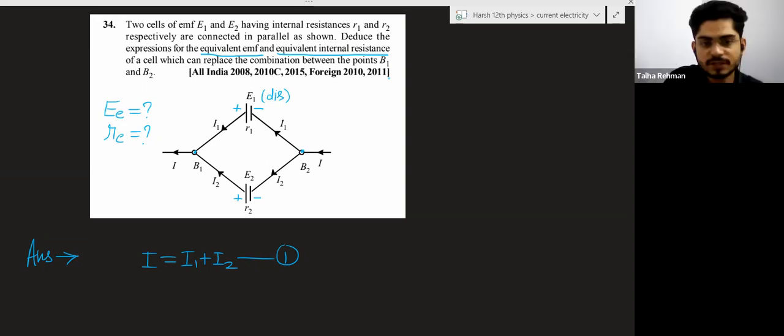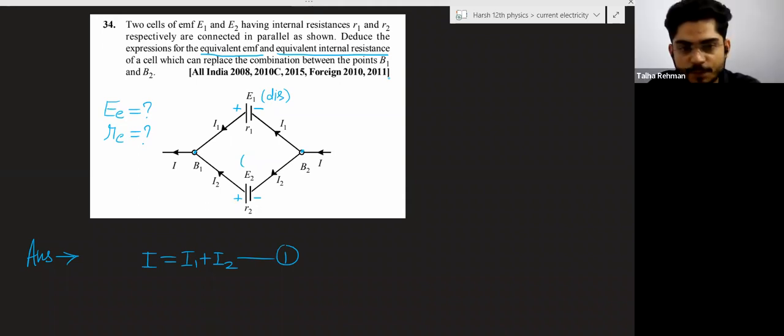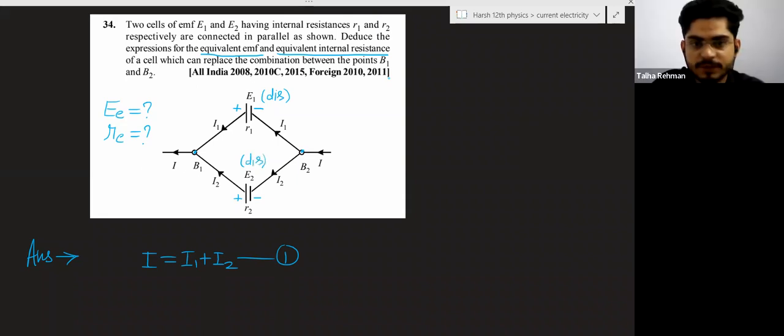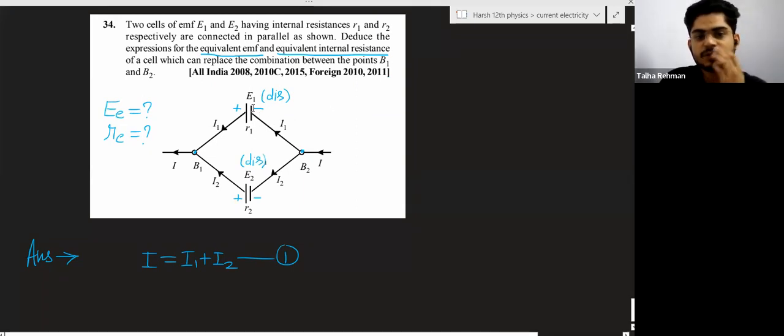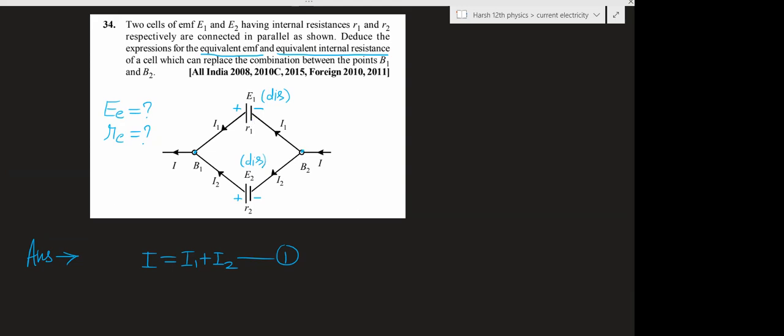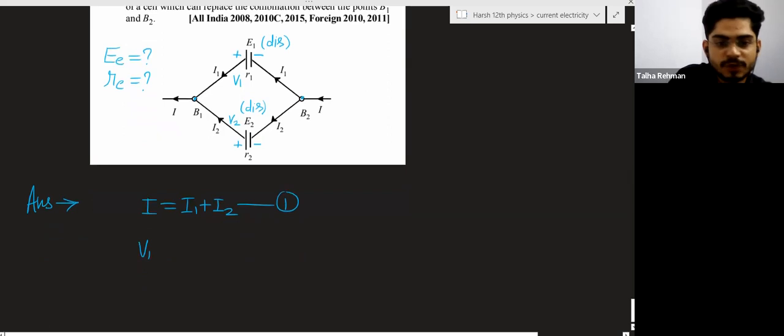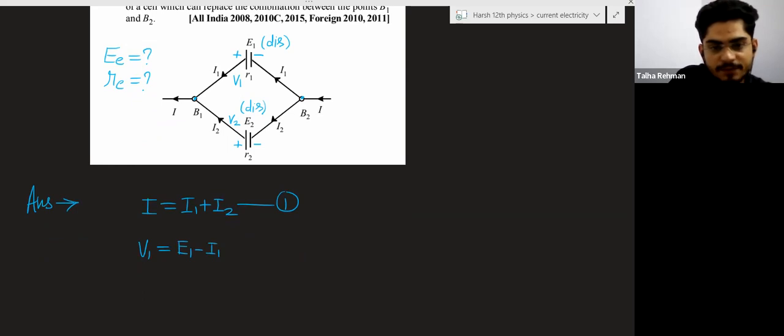And tell me, what about this? Is this charging or discharging? See the direction of current. The current is going from positive, so this is discharging. Very good. So can we write the equation of terminal voltage or potential difference for this cell? The potential difference for cell 1 I am representing as V1, and V2 is the potential difference for cell 2. For V1, what will you write? V1 is equal to E1 minus I1 into R1. This is equation 2.